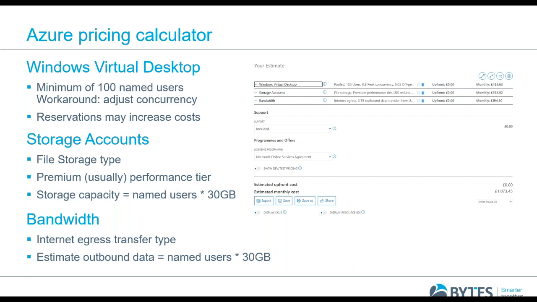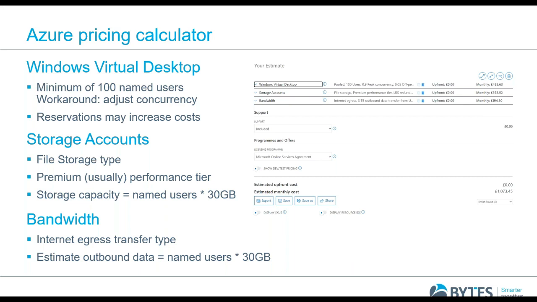so that the peak concurrency and the off-peak concurrency are adjusted accordingly. Also, in the solution, you may find that if you select the reservation cost, the WVD cost will increase, because the generic cost for the solution is going to be based on 220 hours, whereas a reservation is assuming the full month.